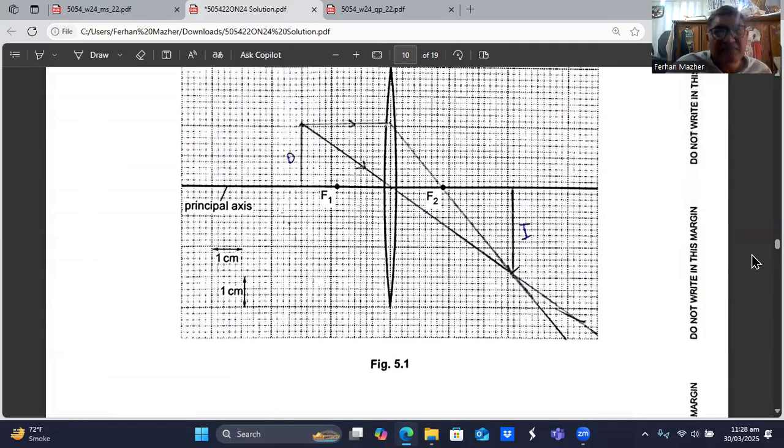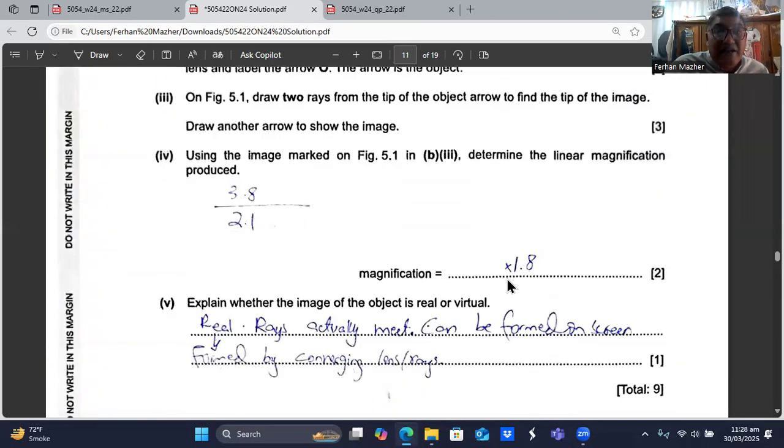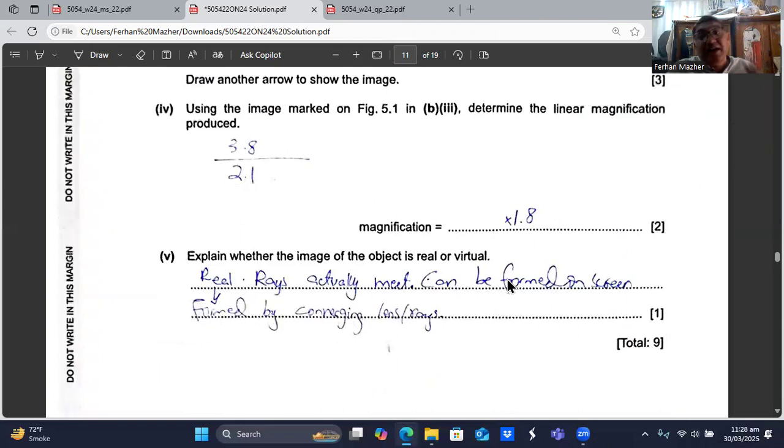So unfortunately, our numbers, when I count from here, that's approximately 3. It's not 3.8, but when you draw them very accurately, it will come 3.8. And when you divide the height of the image by the height of the object, you will get the right answer. So see, there's no problem. Simply, you have to draw this diagram very accurately. Your pencil should be sharp.